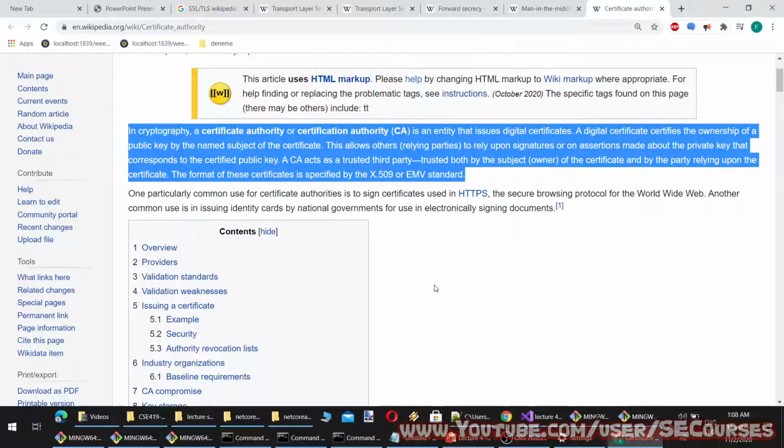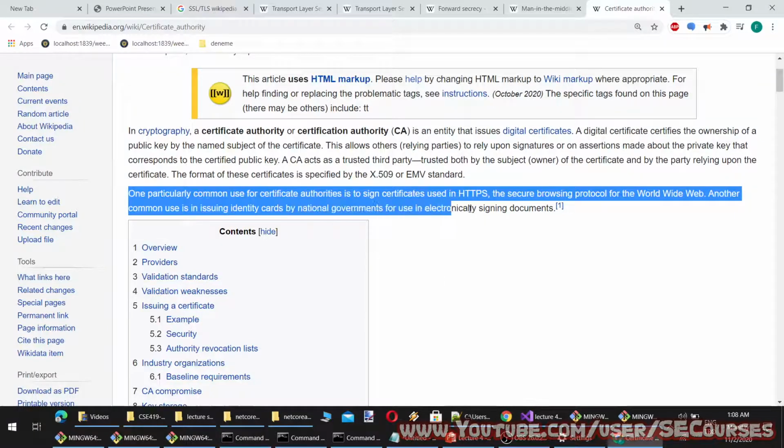In cryptography, a certificate authority or certification authority (CA) is an entity that issues digital certificates. A digital certificate certifies the ownership of a public key by the named subject of the certificate. This allows others, relying parties, to rely upon signatures or on assertions made about the private key that corresponds to the certified public key. A CA acts as a trusted third party, trusted both by the subject owner of the certificate and by the party relying upon the certificate.